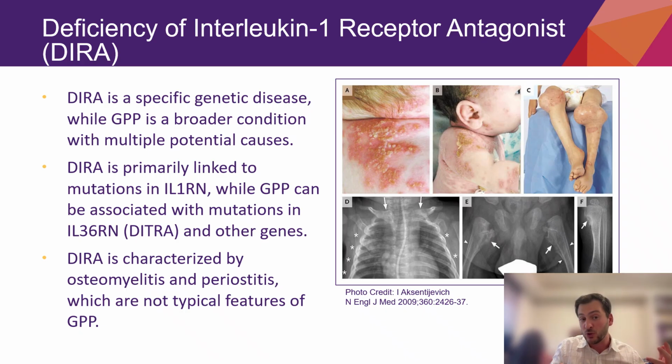And also, you have other genes related to the development of GPP. But yes, both conditions can present with widespread pustule formation on the skin. The difference is that DIRA is characterized by osteomyelitis and periostitis, and those two are not typical features of GPP.